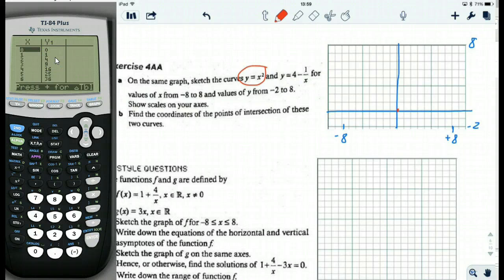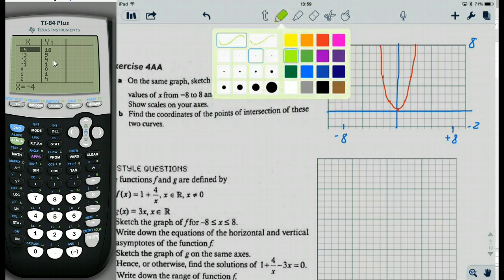1, 1, that's a point. 2, 4, that's a point. 3, 9, that's off the screen. Let's go up a little bit and get the negative points. Hey, what do you know? It's a parabola, so symmetrical. We don't even need to really look at that. And then we join the points in a smooth curve. Okay, so that is y equals x squared.